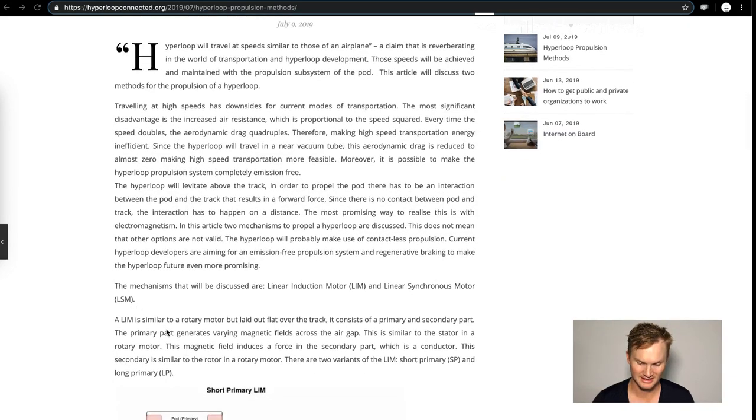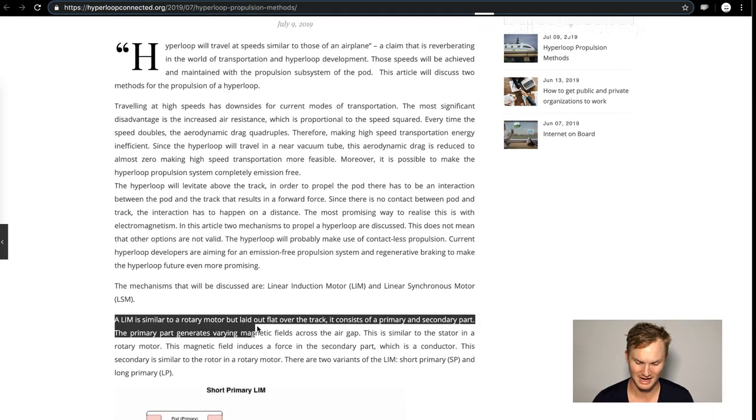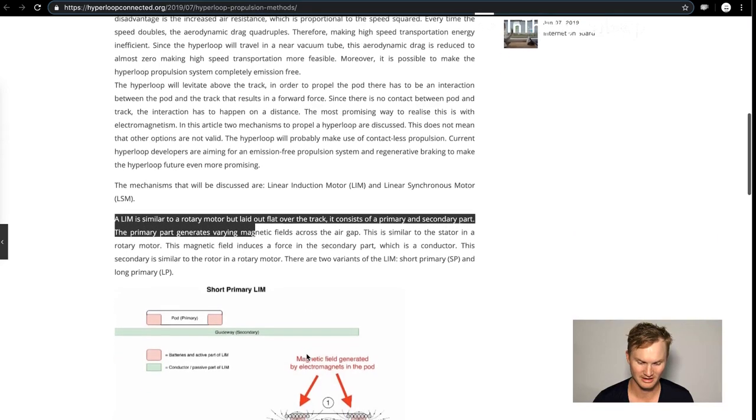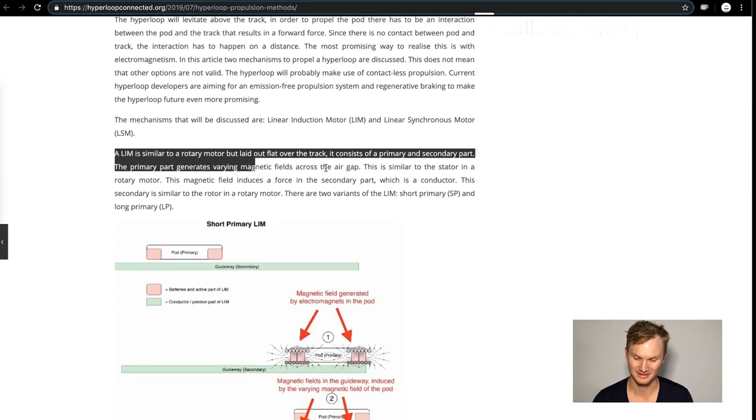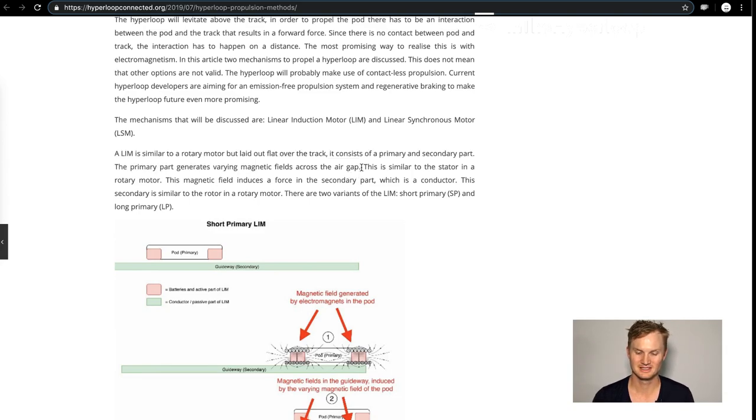Linear induction motors are similar to a rotary motor, but laid flat over a track. It consists of a primary and a secondary part. The primary part generates varying magnetic fields across the air gap. So as the pod kind of levitates, it's also being propelled because of the magnetic fields. Now, it's similar to a regular rotary motor. This magnetic field induces a force in the secondary part, which is the conductor. So you have one part that's primary and the second part's secondary, and so the primary gets pulled along the secondary.